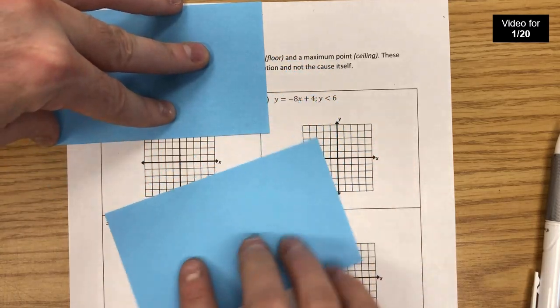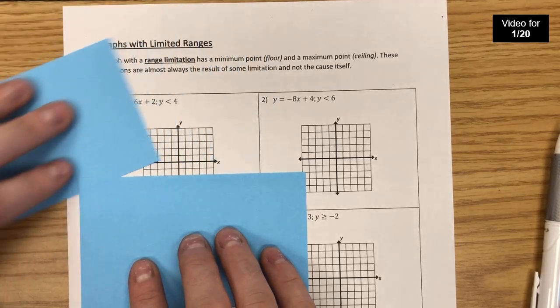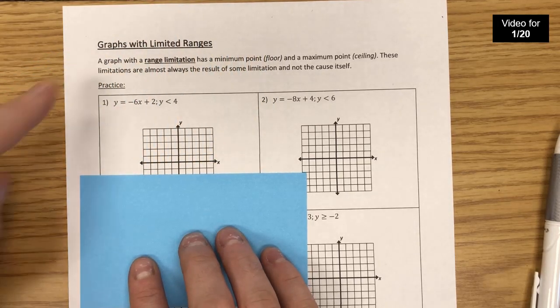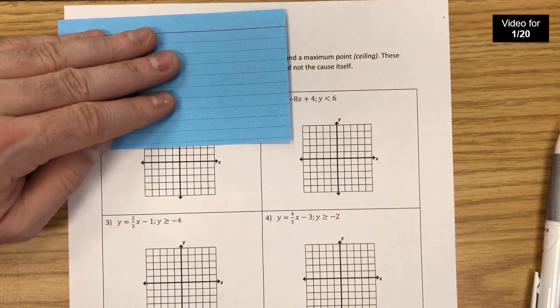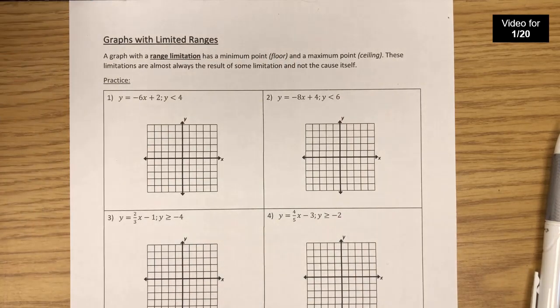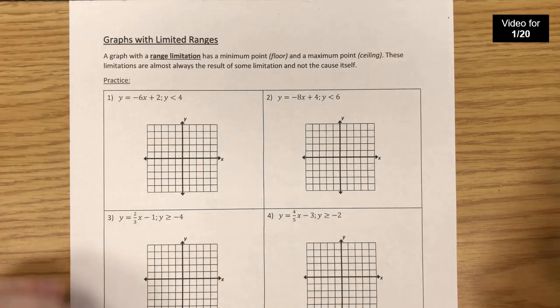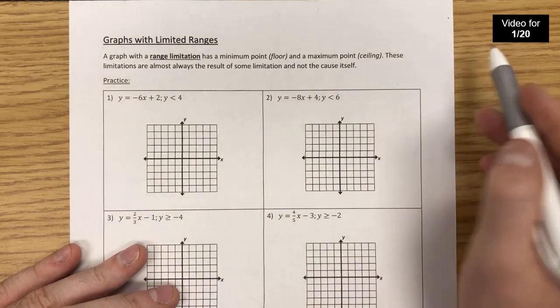It's the same concept, but we're going to be given both a bottom and a top, or maybe just one or the other. So it might have a minimum value, but it can go up as high as it wants. Or it might have a maximum value, but it can go down as far as it wants. So let's take a look and see how that would actually apply. So the minimum point is what we call the floor, and the maximum point is called the ceiling.